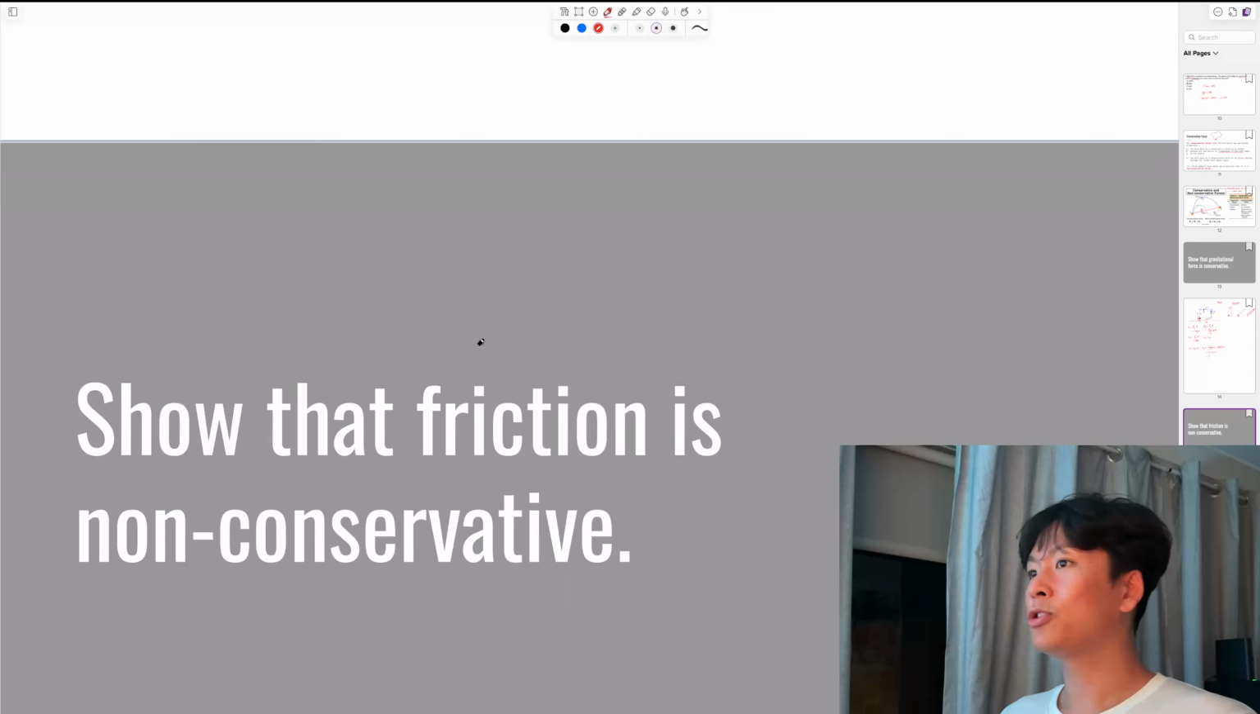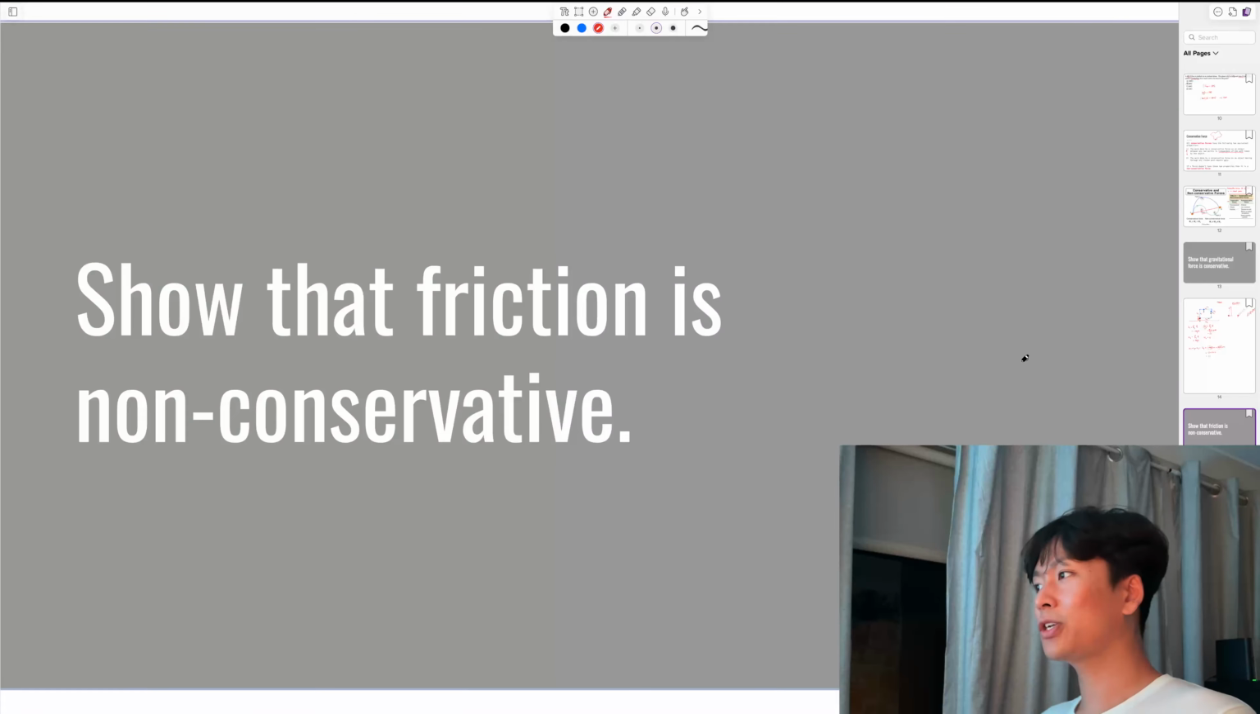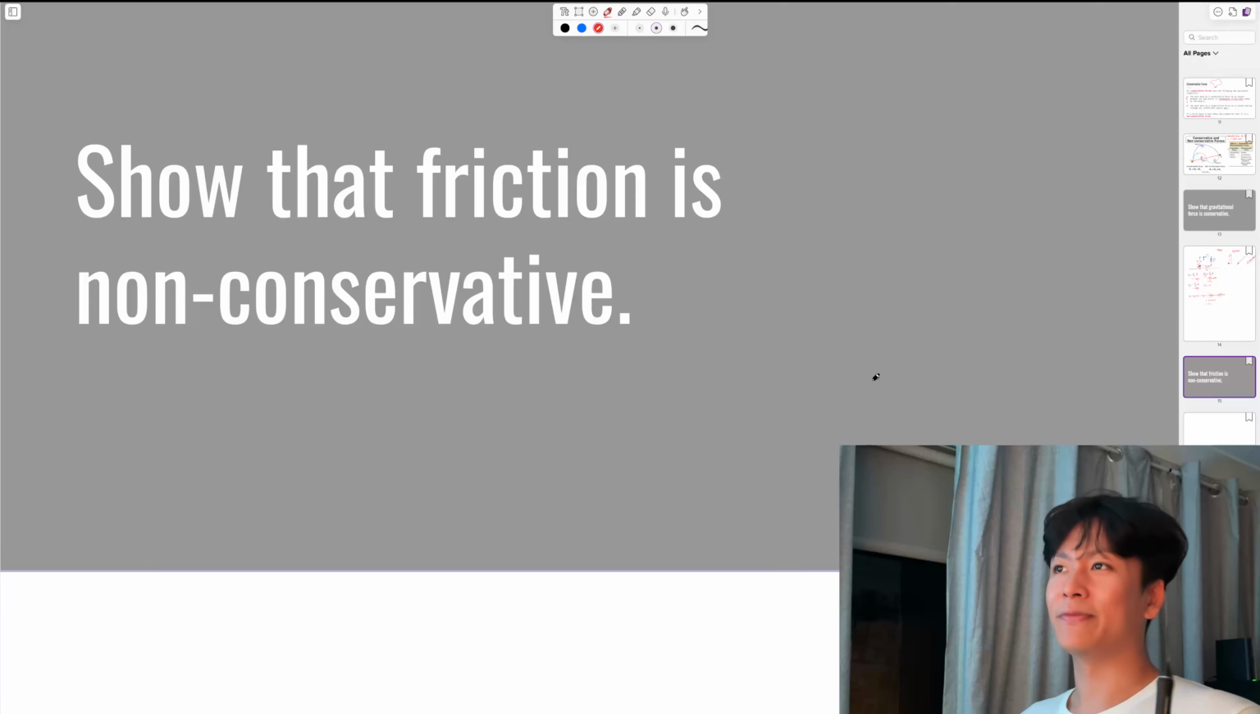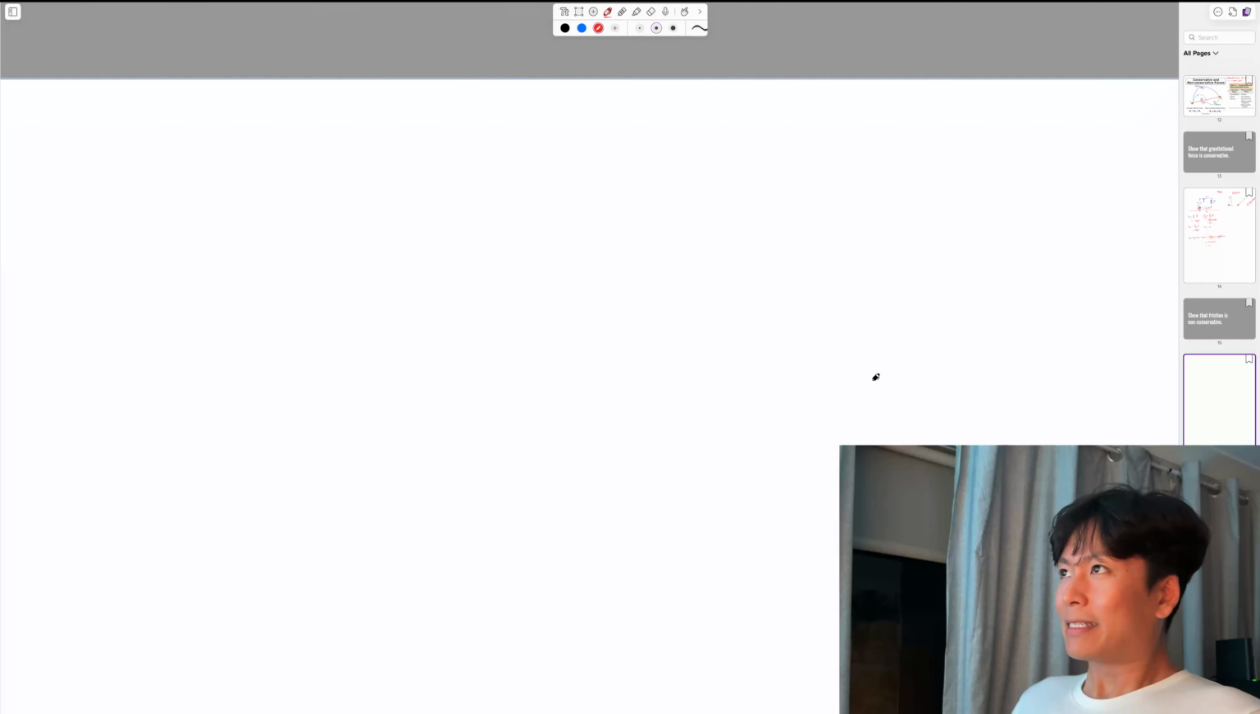Now I'm going to show that friction is a non-conservative force. I want you to try to do this one yourself first. See if you can manage to do it. And then after that, unpause the video and come back. Okay. Same method. I am going to use the closed loop again because it's easier.